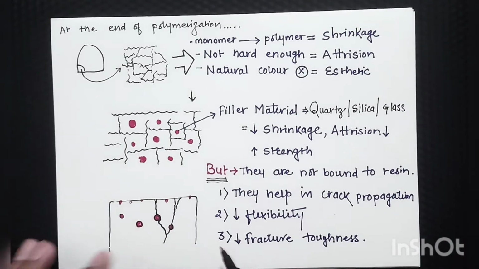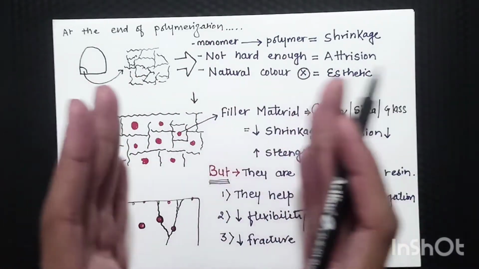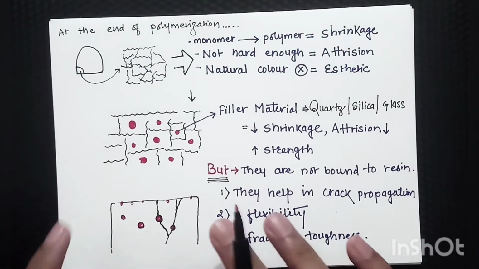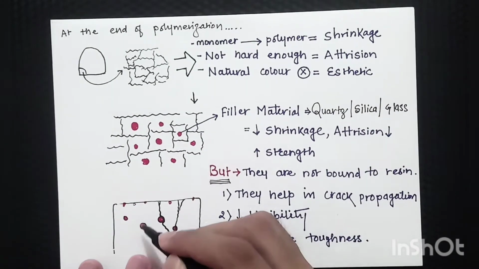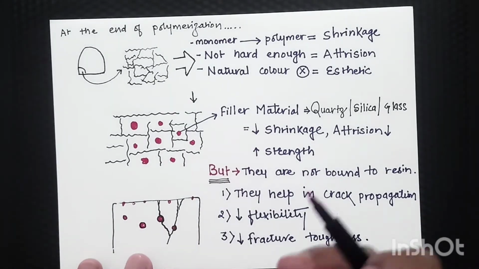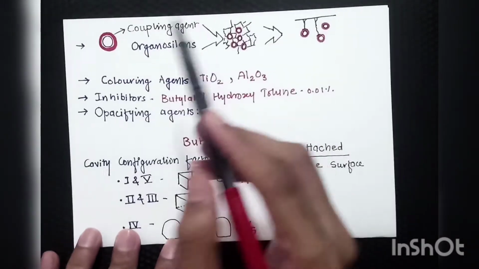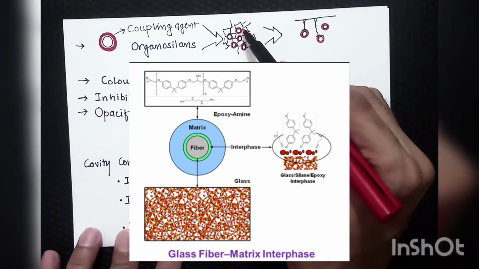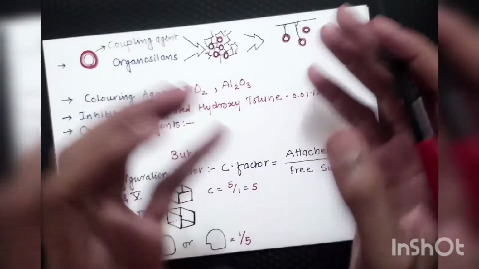Second, it will reduce the flexibility because the filler material is not flexible, so the resin cannot be flexed easily. It will reduce the flexibility and it will reduce the fracture toughness. So for that we have to add something which can bind this filler material and this resin. We need a coupling agent. Coupling agents are materials which bind this filler material with polymer resins. They will close the gap between them and provide a bond to each other.